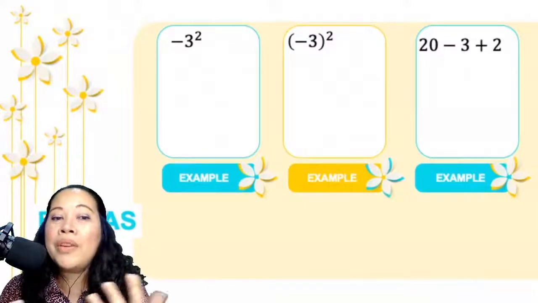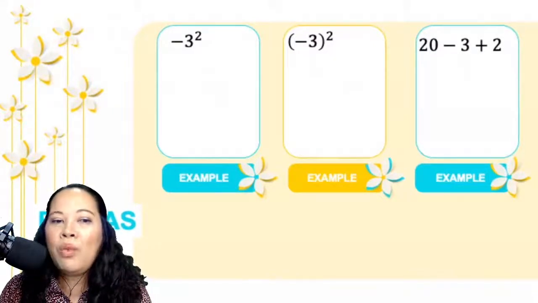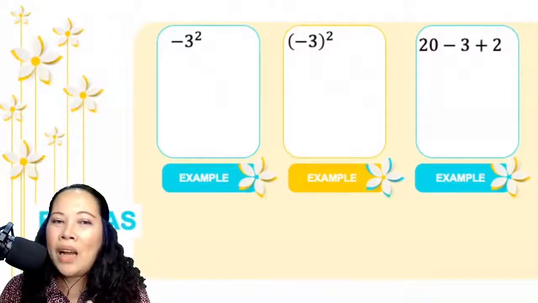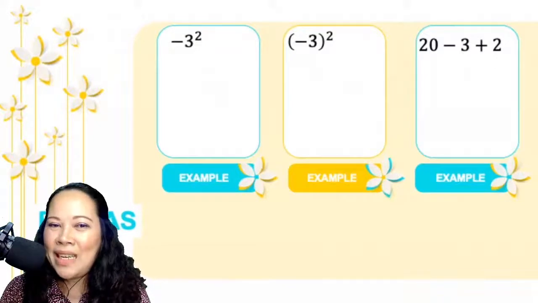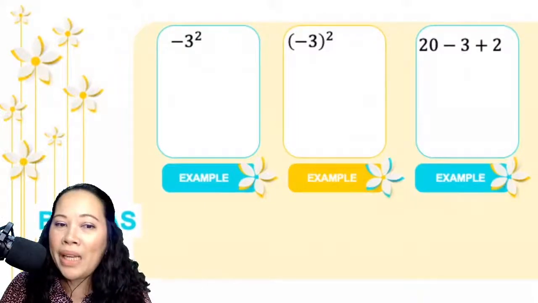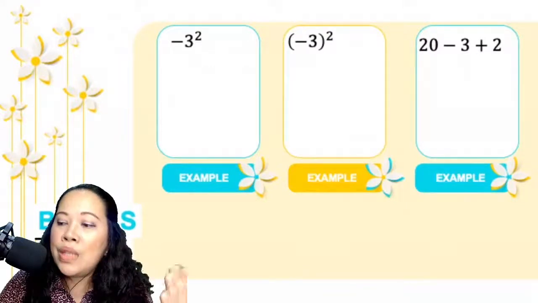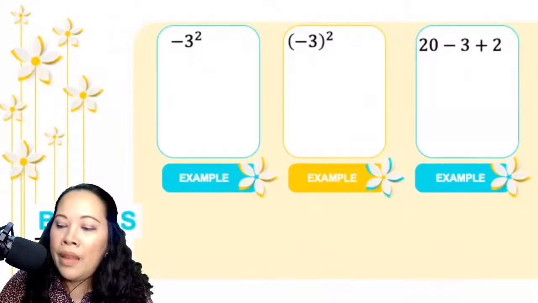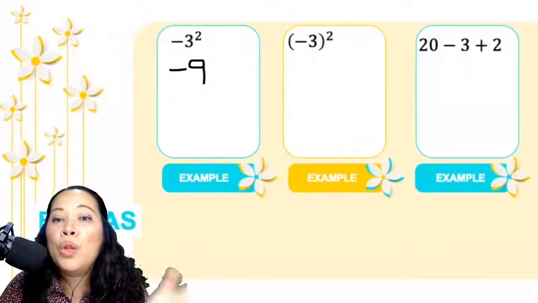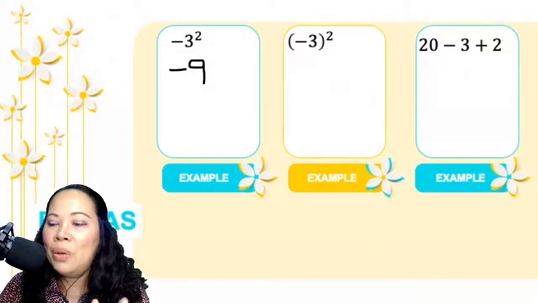Otherwise, if there is no bracket, then we follow BIDMAS, which is the power must be done first before the minus sign. So for example, if we have negative 3 to the power of 2, there is no bracket. According to BIDMAS, bracket first, then the index. Since the index is 2, 3 squared is 9, and the negative sign will be done after. So that will be negative 9.